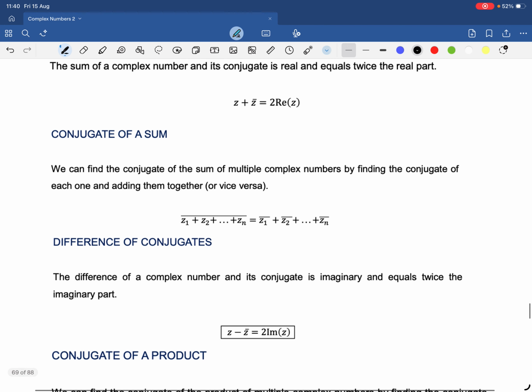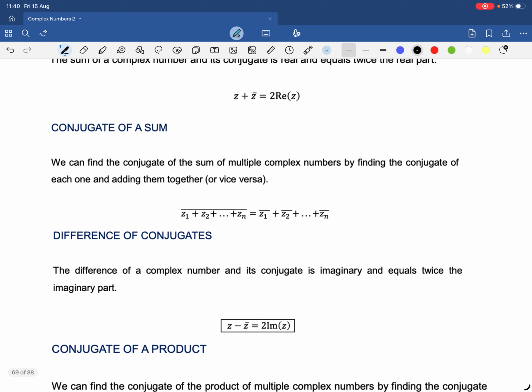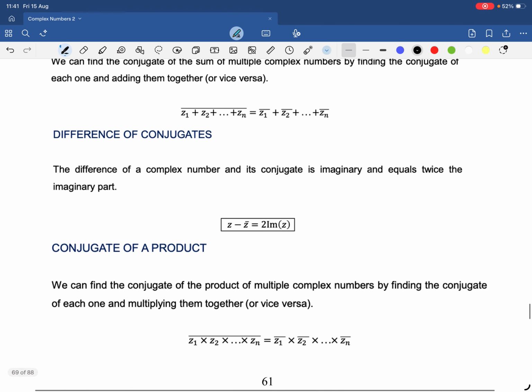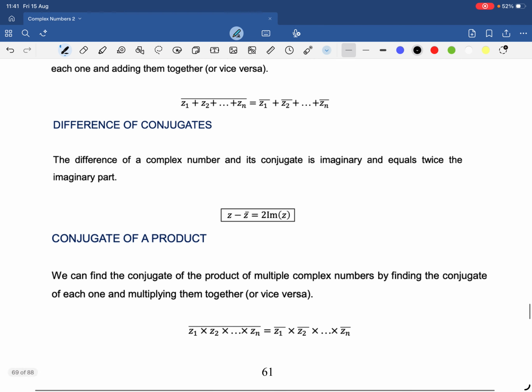Conjugate of a sum is a bit of an unusual one, which is quite useful, especially with the complex roots of unity. If we add something together and then take its conjugate, it's the same as taking the conjugates of them individually and then adding them together. And another one we've got to remember is z minus z bar is 2i times the imaginary component of z.